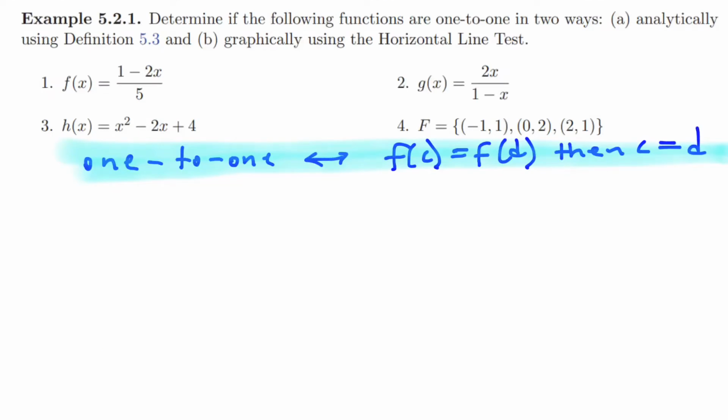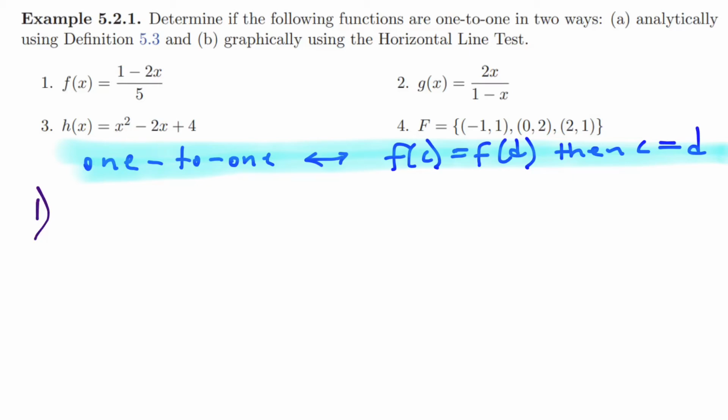All right, now let's do some algebra. So what we're asked to do here is determine if the following functions are one-to-one in two different ways. First, analytically by using this definition here that says a function is one-to-one if and only if, when the y's are equal, then the x's are equal. And then we'll look at it on a graph and show that they're either one-to-one or not using the horizontal line test. So let's take a look at number 1 here.